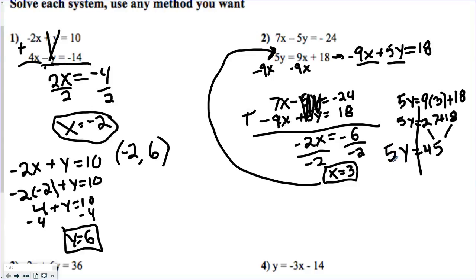So I'm going to take this 5 and get rid of it by dividing. Do that on both sides. And I get y equals 9. So my point then would be 3, 9. That would be my final answer.